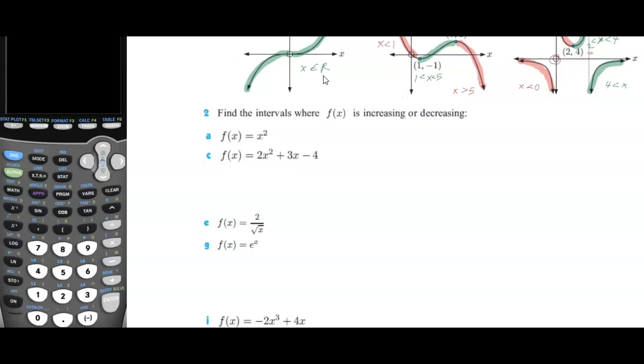Number 2, find the intervals where f of x is increasing or decreasing. So now they're giving us actual functions. In order to find when they're increasing or decreasing, unless we know the function very well, we're going to find the derivative. So the derivative of function f is 2x in this case.